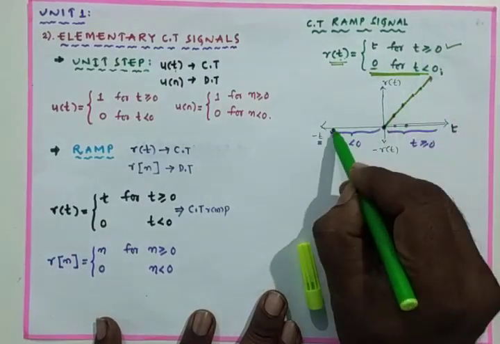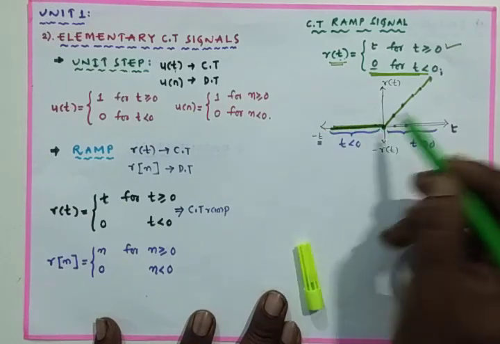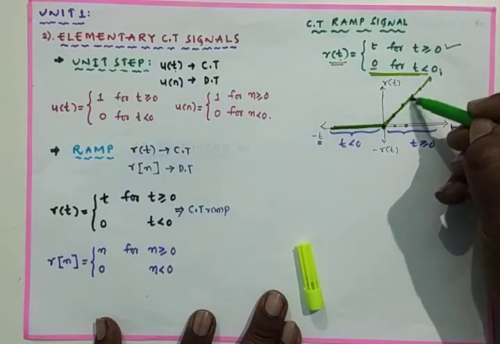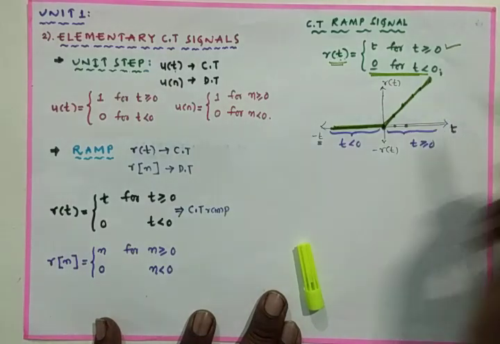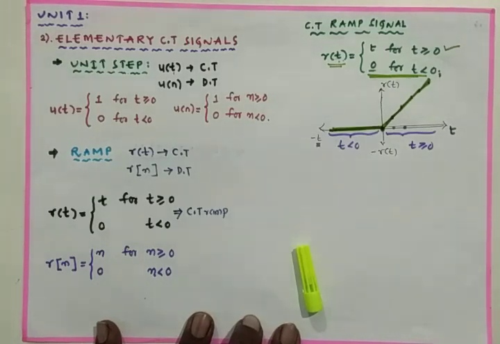will be 0, so that whatever may be the value of t, when that t is negative, then the value of that signal amplitude is also 0. This type of signal is named as a continuous time ramp signal.